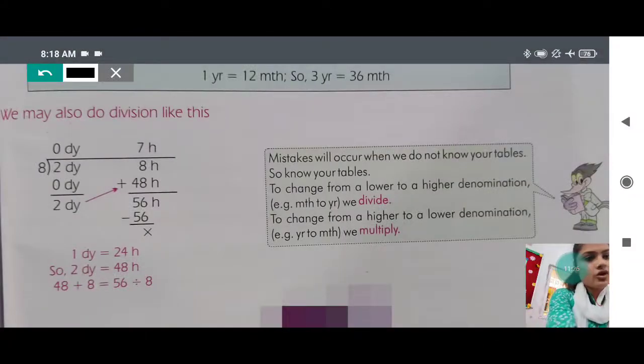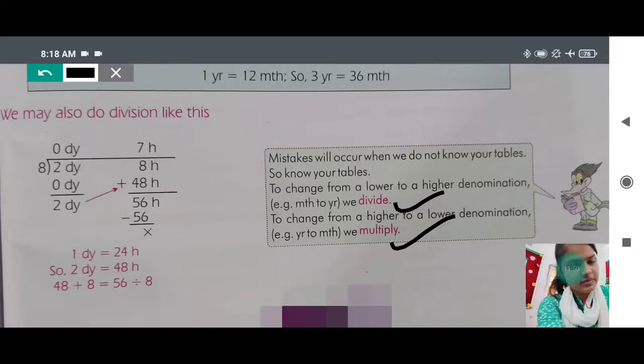See, mistakes occur when we do not know our tables. So know your tables. Tables are a must. To change from higher to lower we multiply, and from lower to higher we divide. This we have already done in conversion, and I have explained it several times. You can see here it is given days and hours, my dear. It is written you have to divide 2 days 8 hours by 8.